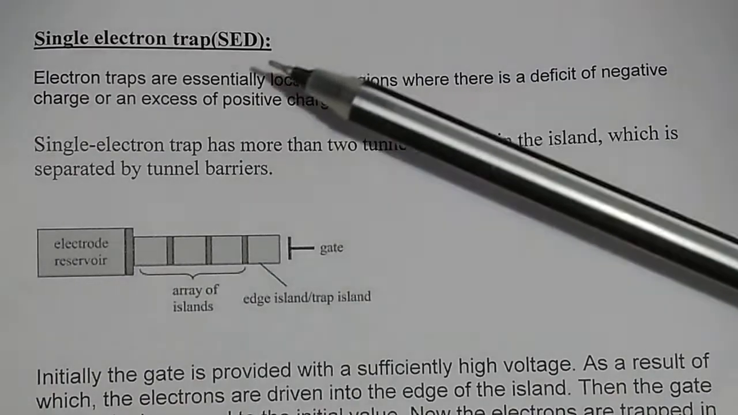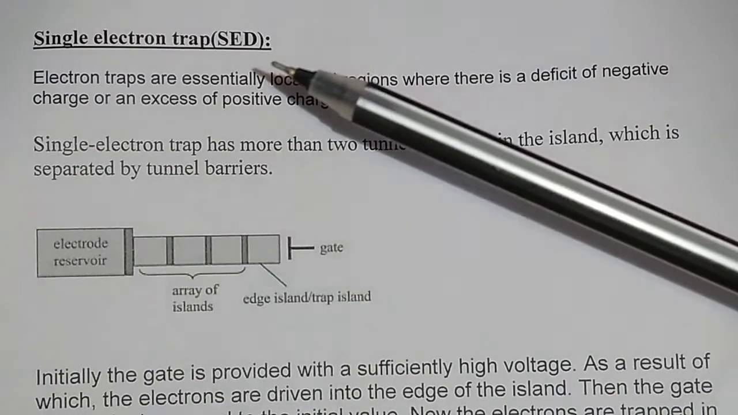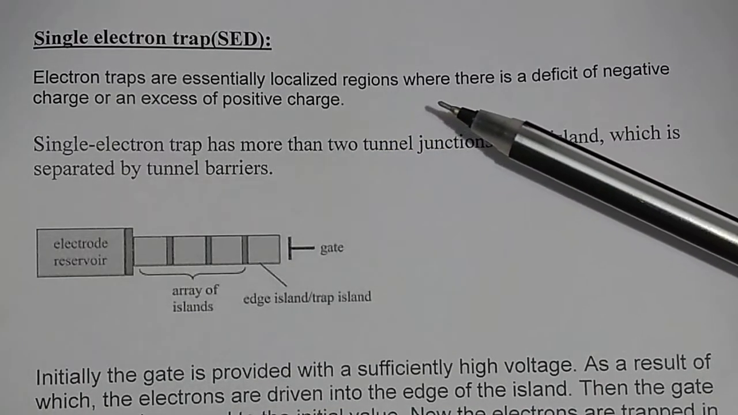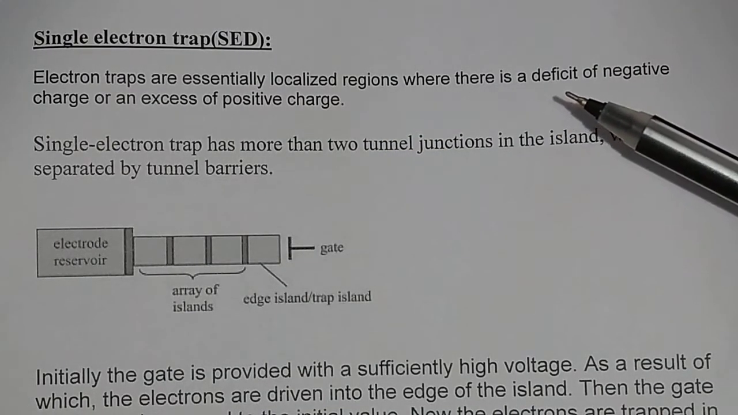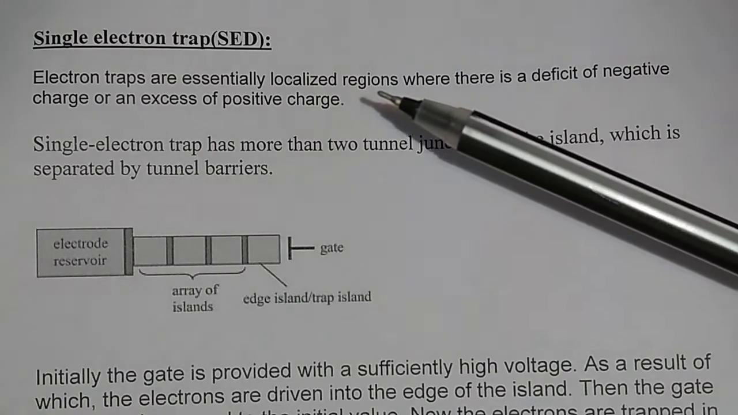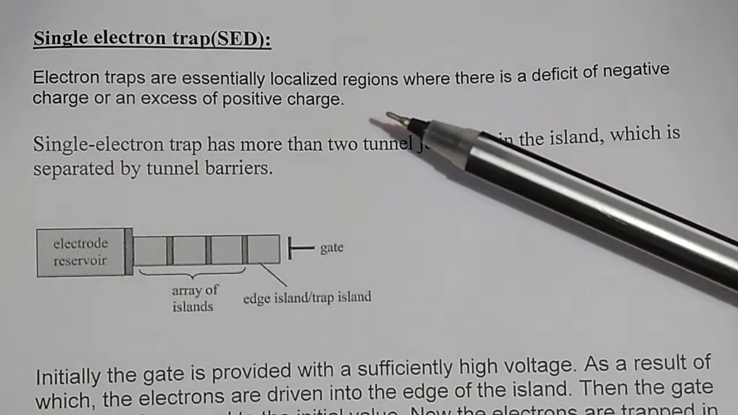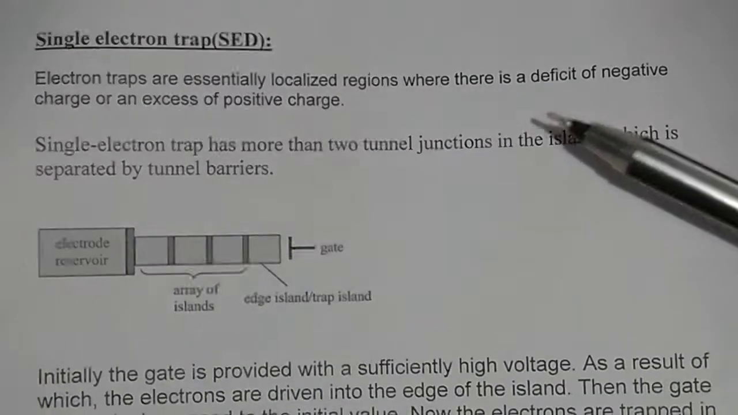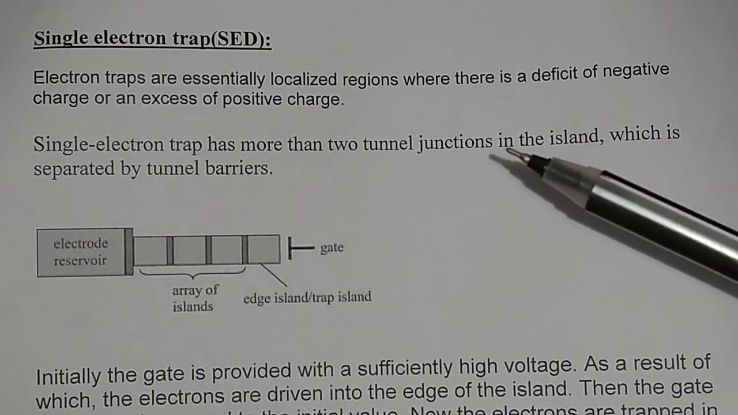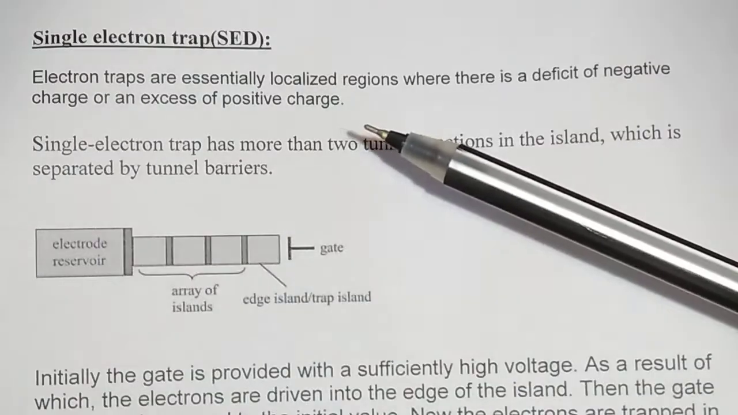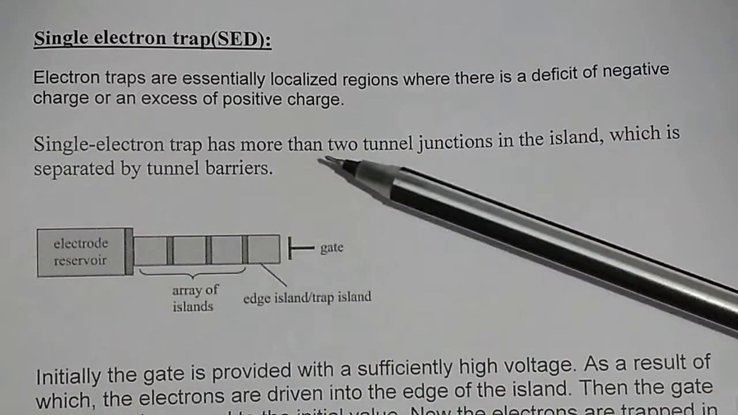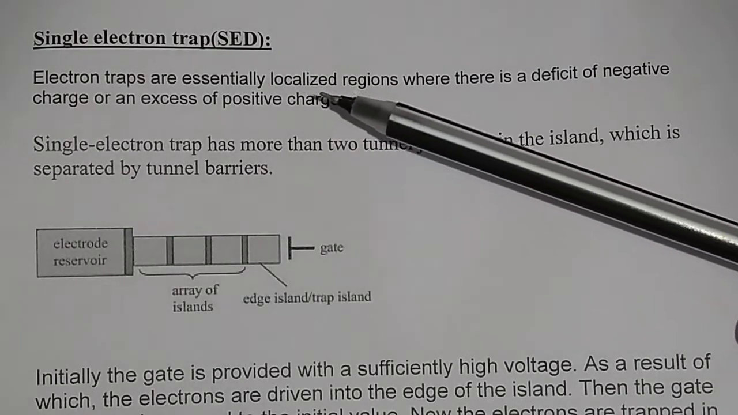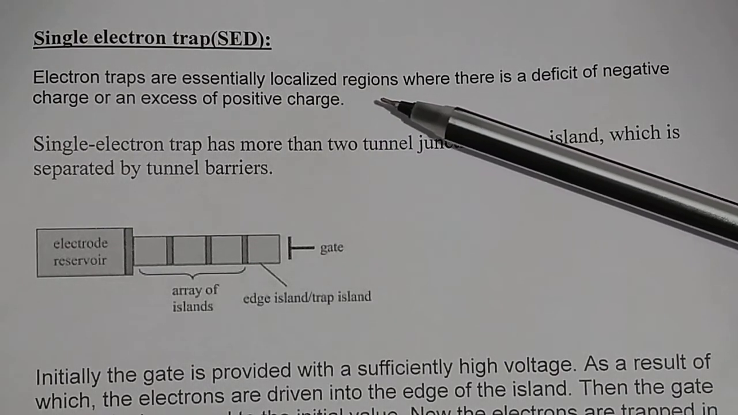Now let us discuss single electron trap. Electron traps are essentially localized regions where there is a deficit of negative charge or an excess of positive charge. If in a region you have an excess of positive charge or a deficit of negative charge, you say this region is an electron trap region, or you may say single electron trap. So single electron trap is essentially a localized region.